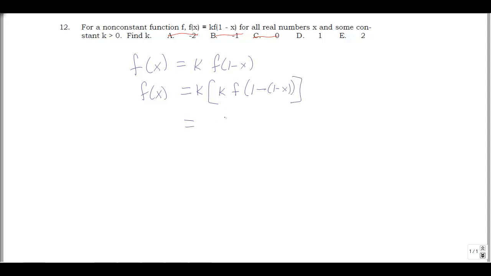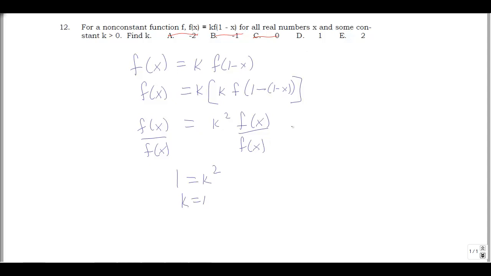And so what we get is k times k, that's k squared, times f of 1 minus 1 minus x. 1 minus 1 is 0, so this is f of x. So we get f of x equals k squared f of x. Now I'm going to solve this. I can divide by f of x, so this works for all values of x. If I divide by f of x on each side, what I get is 1 equals k squared. k is plus or minus 1 here, but because k is positive, k equals 1. So it looks like D.